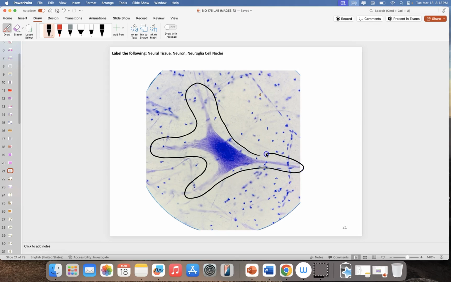And I'm going to go ahead and circle it. This entire large structure here that I have circled is the neuron. And all of this that we see here is going to be our neural tissue.